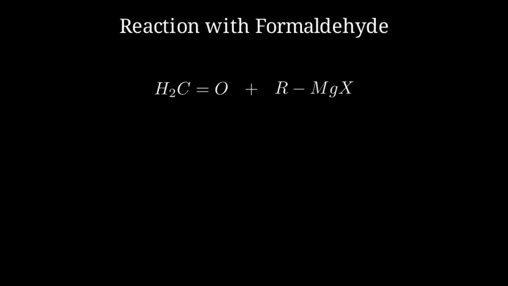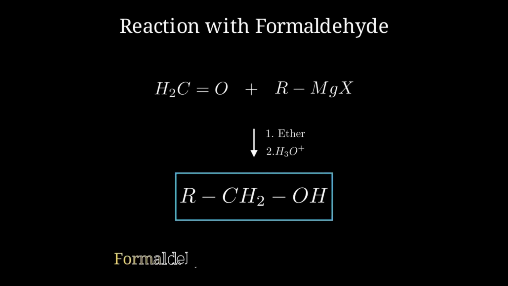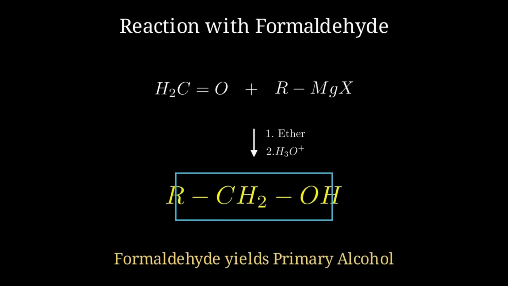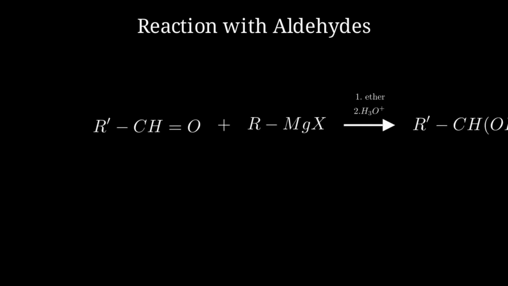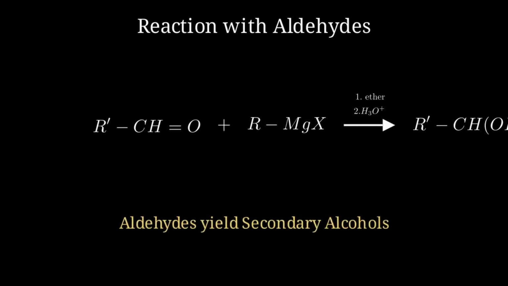The type of alcohol produced depends on the starting carbonyl. When a Grignard reagent reacts with formaldehyde, which has two hydrogens attached to the carbonyl, the result is always a primary alcohol. If we use any other aldehyde, the presence of one existing alkyl group means the final product will be a secondary alcohol, containing two carbon attachments to the hydroxyl-bearing carbon.